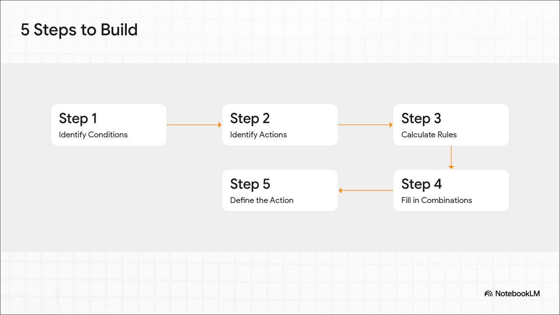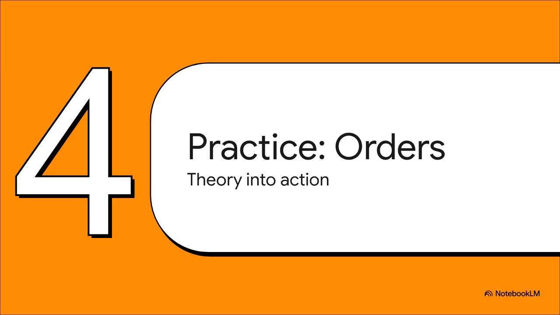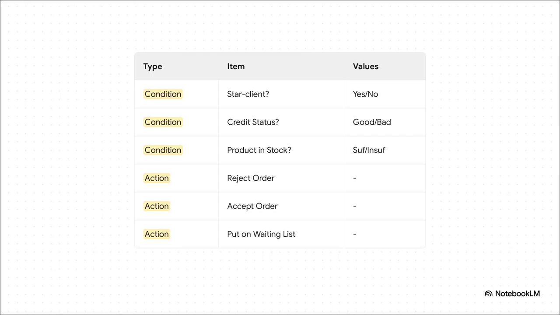Let's make this feel a bit more real with an example. Okay, let's get our hands dirty. We're going to use a super common business scenario. A company needs to figure out how to process customer orders based on a few rules. This is a perfect job for a decision table. Okay, so steps 1 and 2, we've got to identify our conditions and our actions. Our if questions are, is this a star client? Is their credit status good? And is the product in stock? And our then outcomes, the actions, are pretty clear. We can either reject the order, accept it, or pop it on a waiting list.